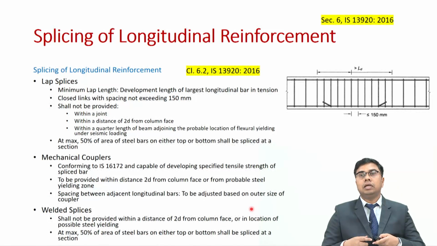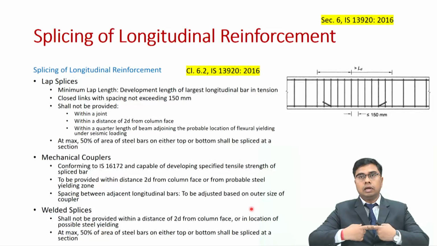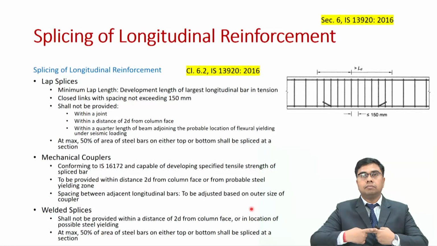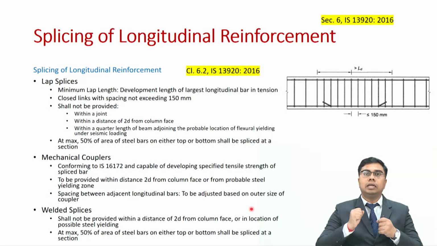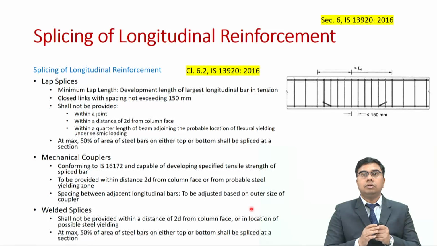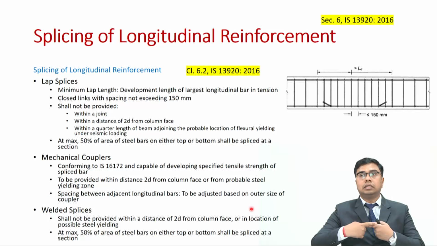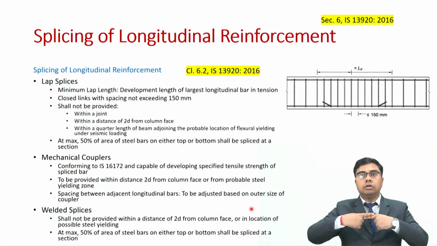A splicing is where you need to discontinue your longitudinal bar, but you want to continue, so you will have to provide some splicing. You can either provide lap splicing like this, or you can use mechanical couplers over here, or you can have the welded splice. Whenever you are using a lap splice, you need to have a minimum lap length where both of your longitudinal bars are present. Why?